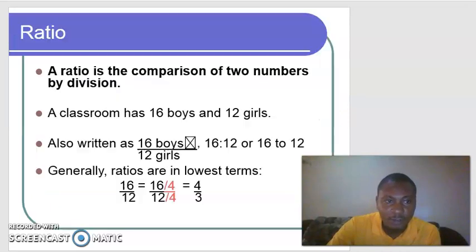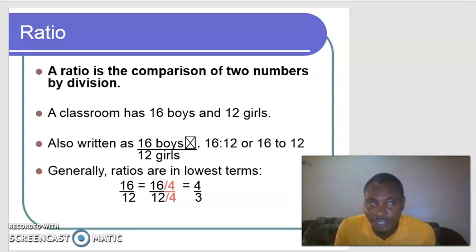But we need to learn about ratio before learning about proportion. Last week we learned about ratio, so let's quickly go over it again. The ratio is the comparison of two numbers by division. We looked at a classroom having boys to girls. Here is 16 boys and 12 girls. So the ratio is 4:3. For every 4 boys, we are going to have 3 girls.